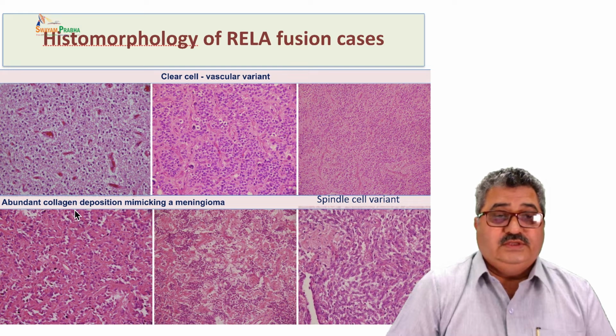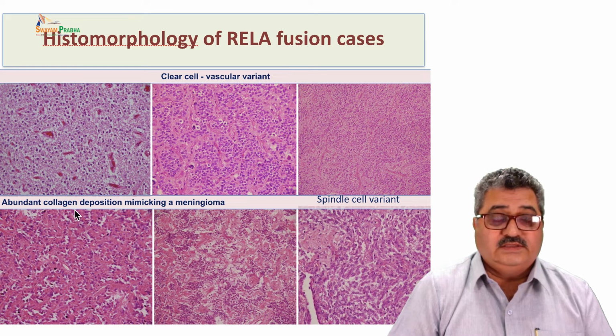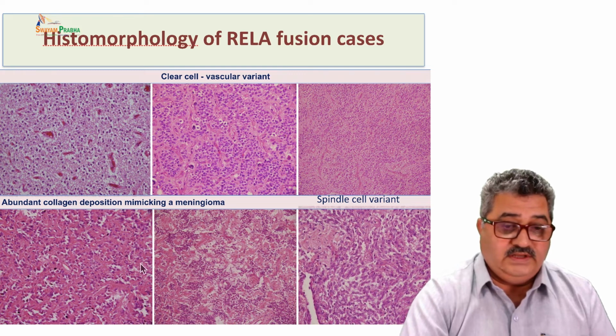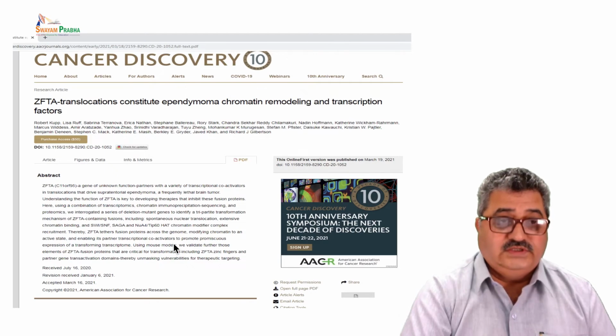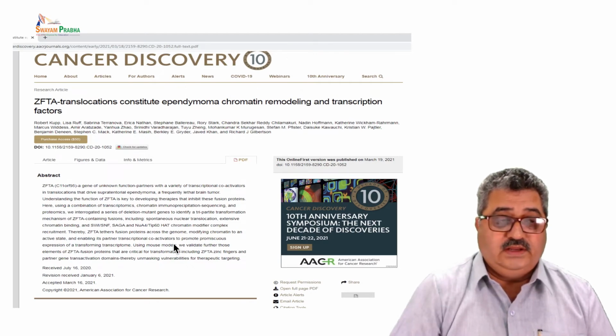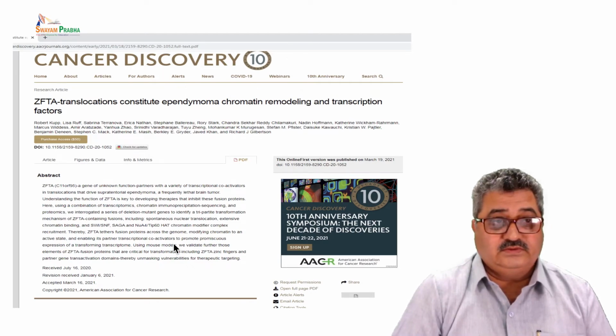Now based on this morphology, it has been shown that the clear cell and the vascular variants are not only classical of the RELA fusion. They can have other morphological variations like the meningioma-like and the spindle cell variant, and so on. So morphology is one, but they can have other morphological variants also.